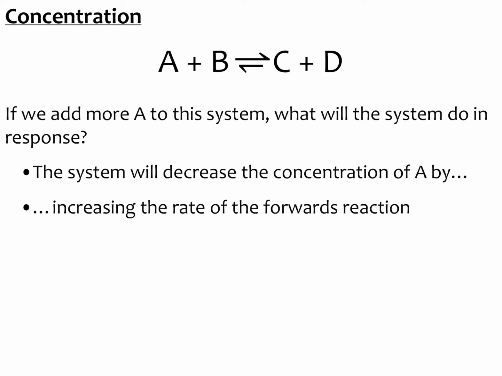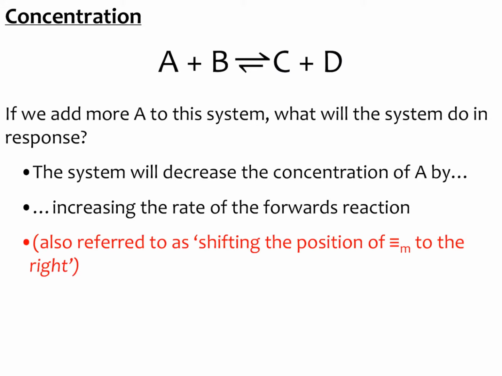Well, quite simply, the rate of the forwards reaction will increase. Now I've shown this with an increased size of arrow. You don't have to do that, but it is a way of representing that reaction rate has increased. So the forwards reaction, the left to right reaction, will increase its rate.